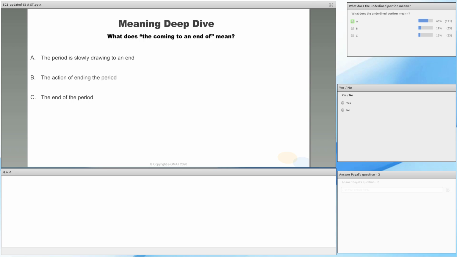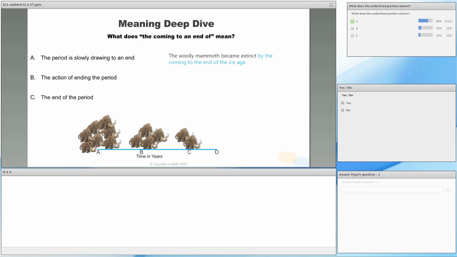Okay, now let's look at this with simple sentences. Okay, so the woolly mammoth became extinct by the coming to the end of the Ice Age. So in this simple example, we have our woolly mammoths down below, and we see that in point A, right, we have our timing years here. Point A, we have a whole bunch of woolly mammoths, right, this herd of them. And as the time period winds down, we see that our woolly mammoths get fewer and fewer. And as the end of the time period approaches, by the coming to an end of, they become extinct.